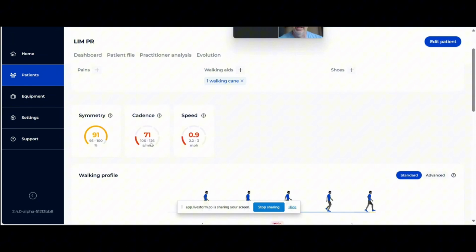So in the cadence, now remember that cadence and speed are directly related. Speed is going to be a product of the time that you spend in a stride or a step, and the number of steps that you take over a time period is going to be your cadence, right? So relative to this person, they should be somewhere at 106 to 126. That would produce also 2.2 to 3 miles per hour. And that's where that comes from, because one is definitely going to have an impact on the other.